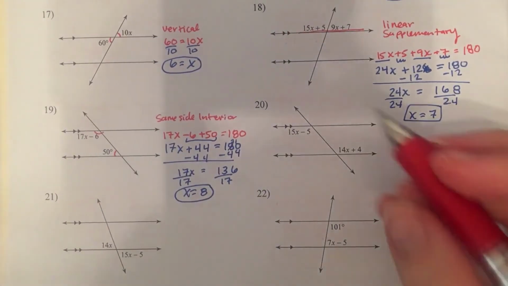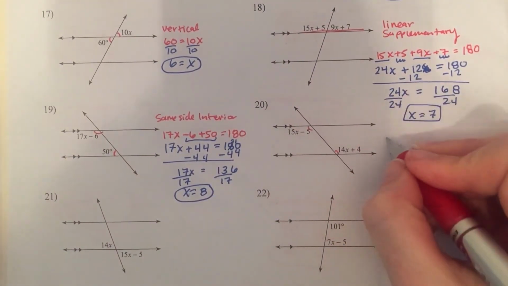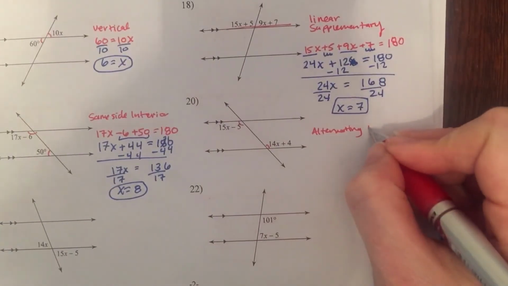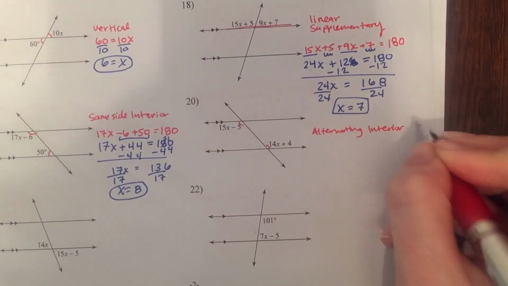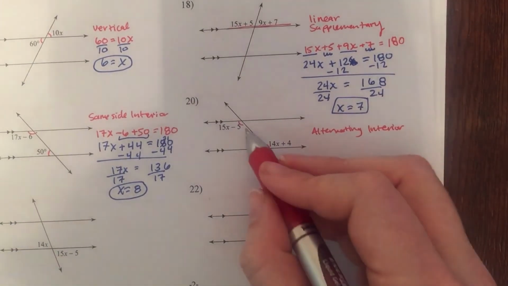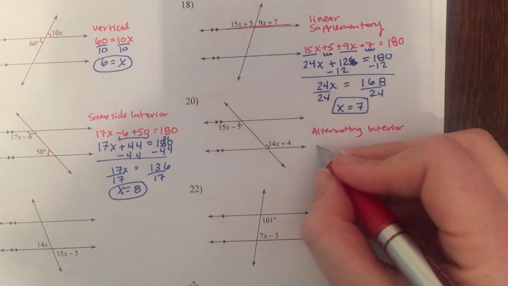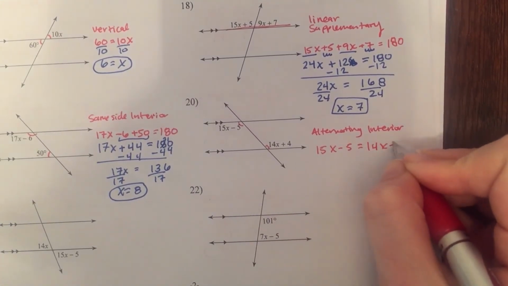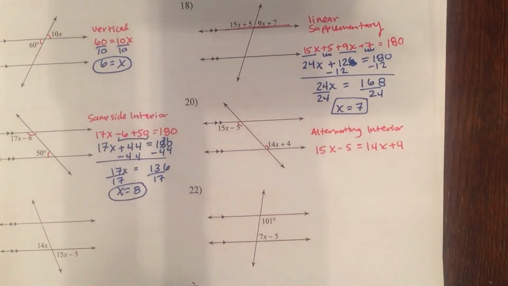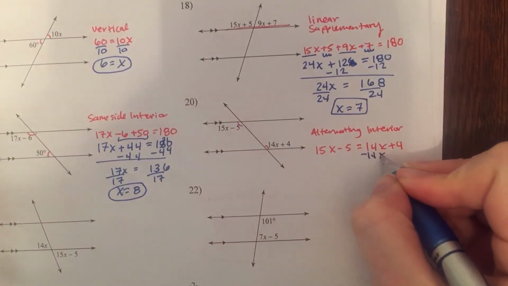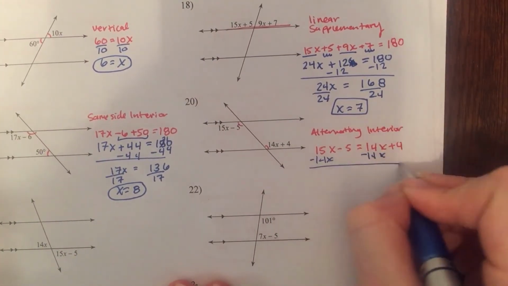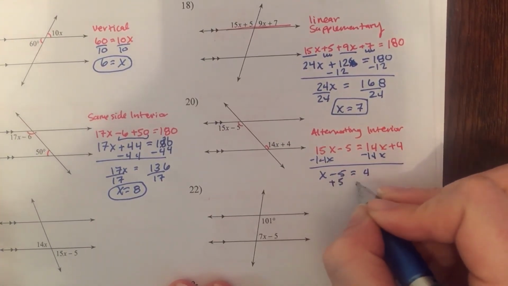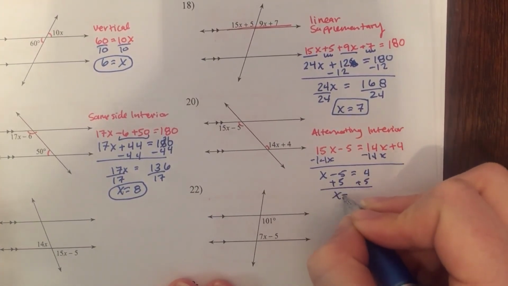Problem 20, alternating interior, which means they are the same size. This is a big angle, big angle. 15x minus 5 equals 14x plus 4. I'm going to minus 14x from both sides. X minus 5 equals 4. Add the 5 and x is equal to 9.